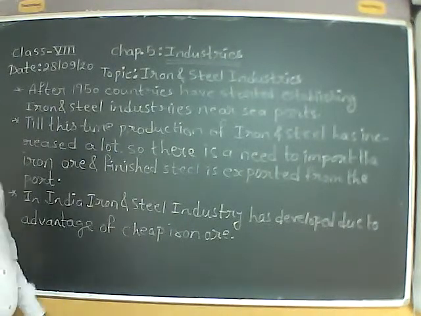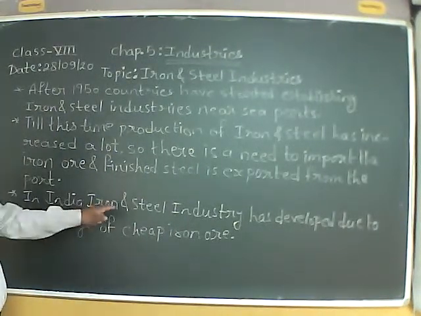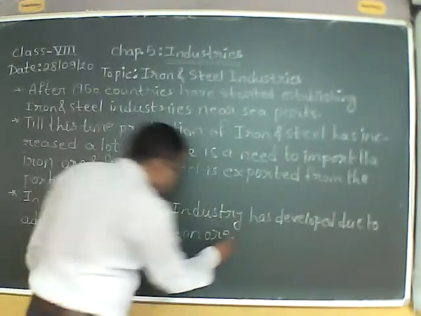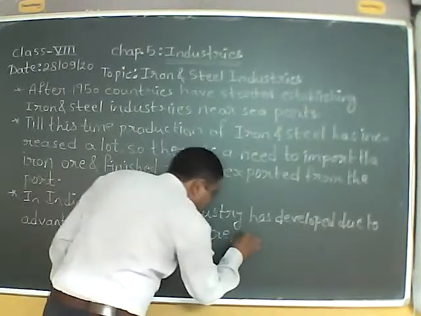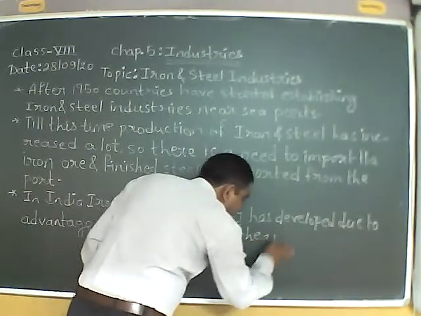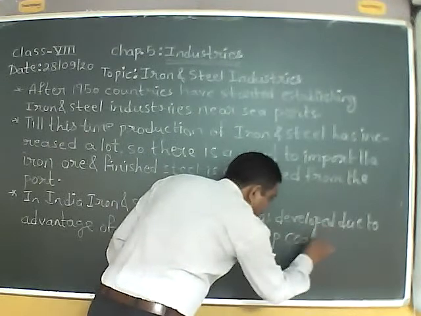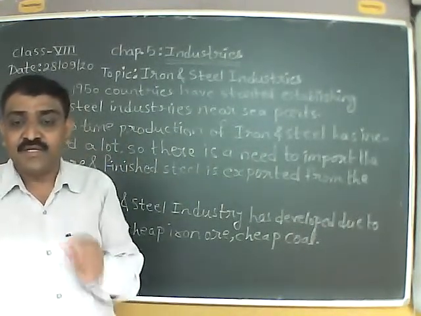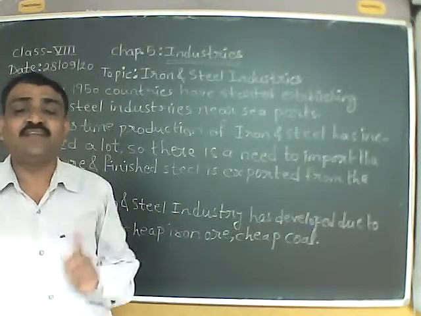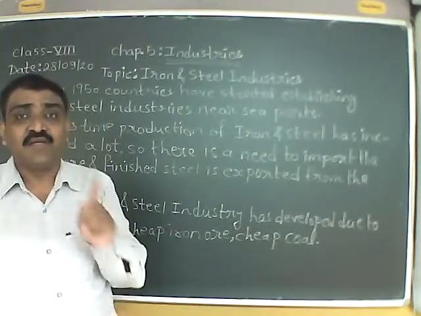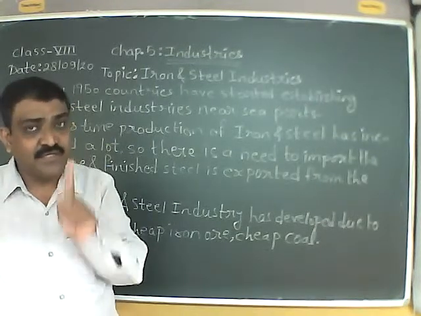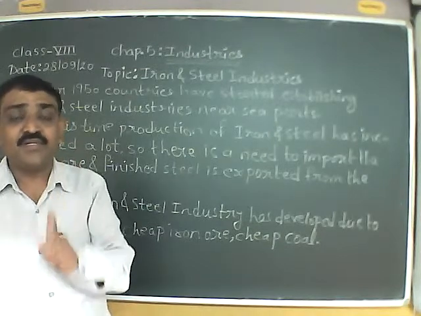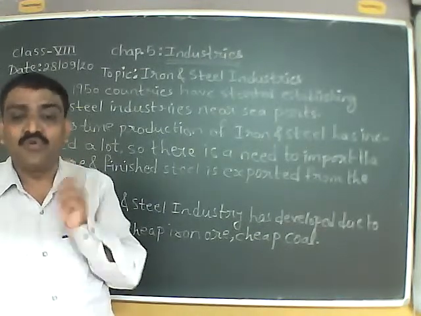Got it? So in India iron and steel industry has developed due to the advantage of cheap iron ore. Then apart from the cheap iron ore, what was available? चीप कोल इज अवेलेबल. ठीक है, इंडिया में आयरन और स्टील इंडस्ट्री डेवलप होने के सबसे बड़ा रीजन क्या है, we have a large quantity of iron ore, as well as we have a large quantity of coal also.